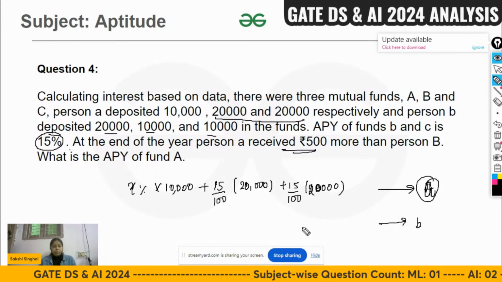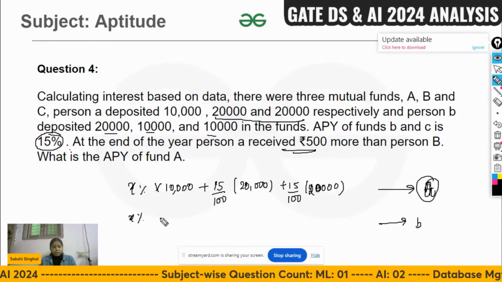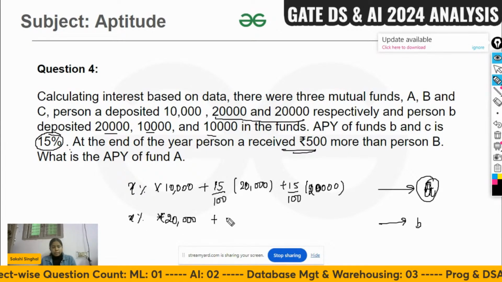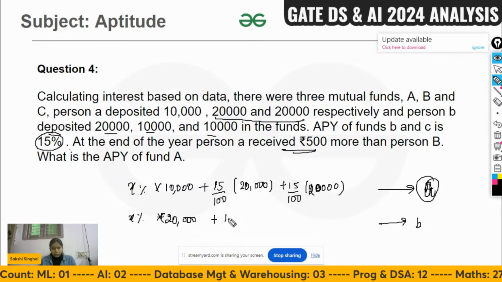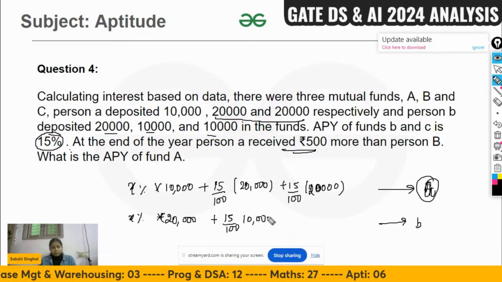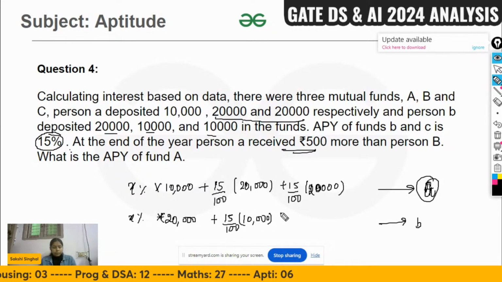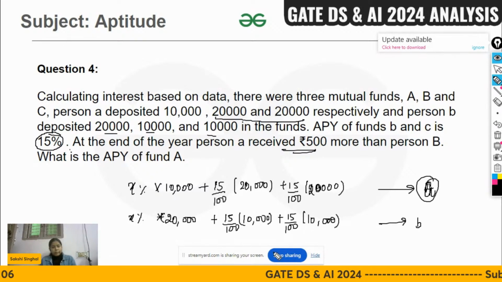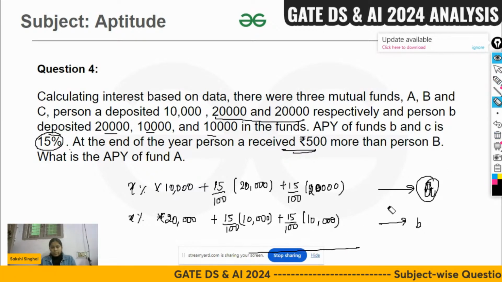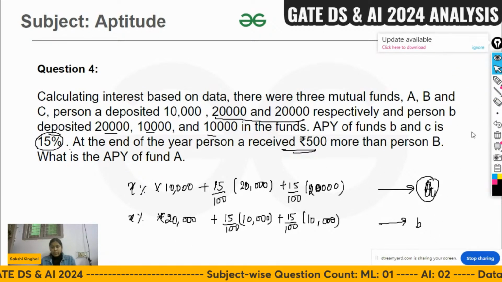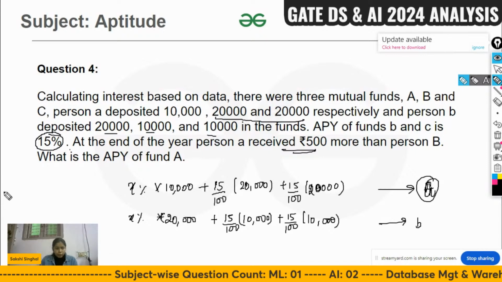What would be the amount person B would get at the end? X percent of 20,000 plus 15% of 10,000, and then 15% of 10,000. Right? This is the amount they got. So let me simplify it more. Just a minute. Let me simplify it. So you can see here, what would I get?